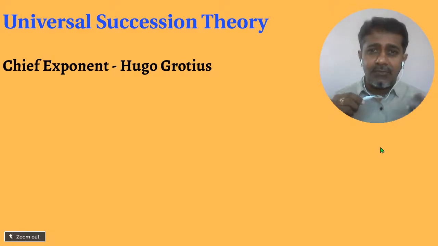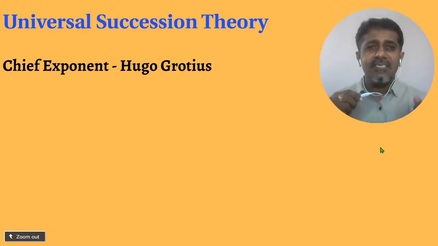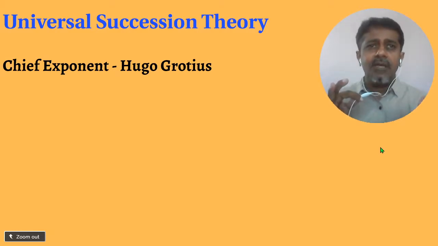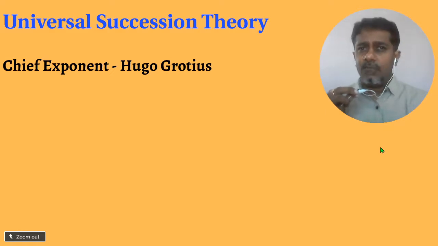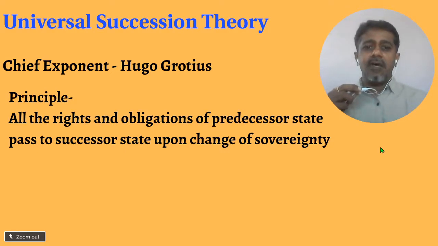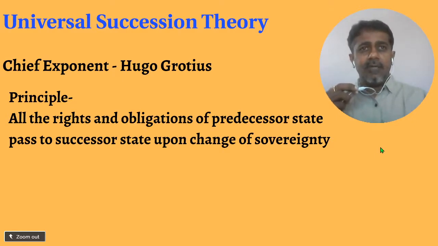As far as Hugo Grotius is concerned, in this theory he says that there shall be universal succession. Universal means everything: whatever rights and obligations the predecessor state which lost the sovereignty had, they become the rights and obligations of the successor state. That is the assertion made by Hugo Grotius and his supporters. The important principle involved is that all the rights and obligations of the predecessor state pass to the successor state upon the change of sovereignty.